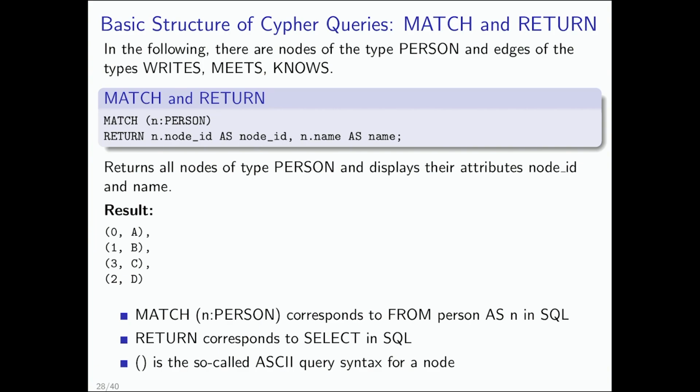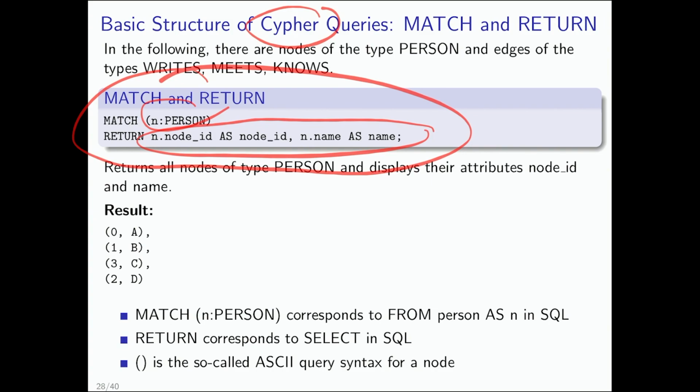But there are many relationships you can draw to SQL. I'm also drawing these on the slides always. So here's a basic structure of a query in this Cypher language. You have match and return. So match those nodes and return those attributes.